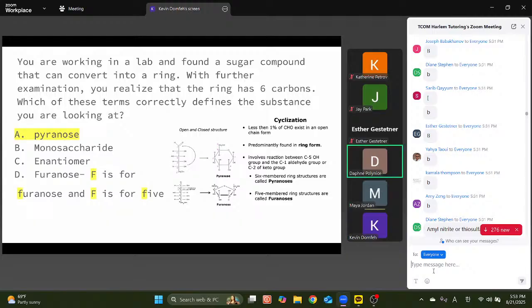It depends on how many carbons are in the ring, not how many carbons are in the molecule. Yeah, exactly. Perfect. Fructose can be a furanose or a pyranose, I believe. It can make a 5 ring or a 6 ring.